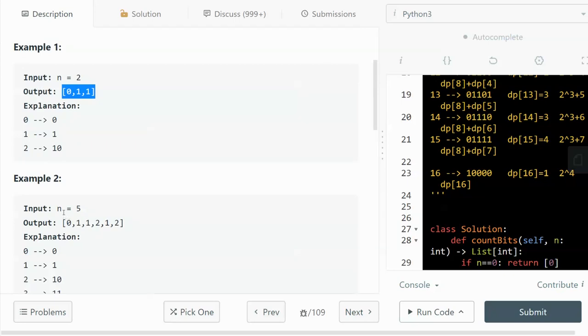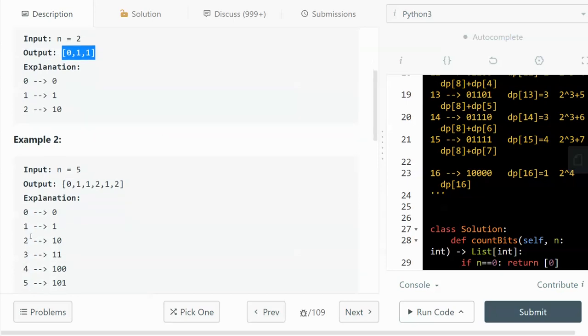For the second example, n is 5, and we have to go through the natural numbers all the way from 0 to 5, right? So 0, 1, 2, 3, 4, 5. And this is the binary representation. We have to count the number of ones in this binary representation. For example, the binary representation for the number 5 is 101. So there are 2 ones in there. That's why we put 2 in there.